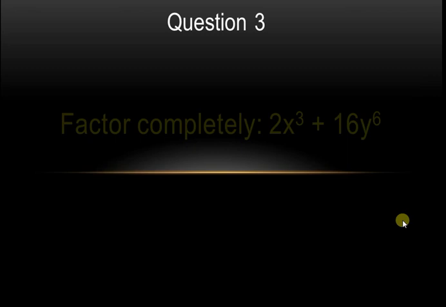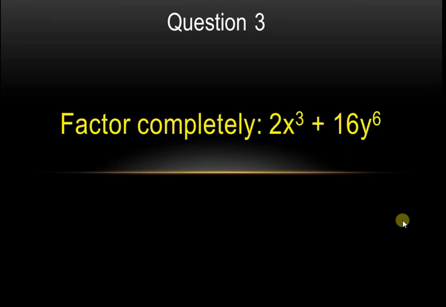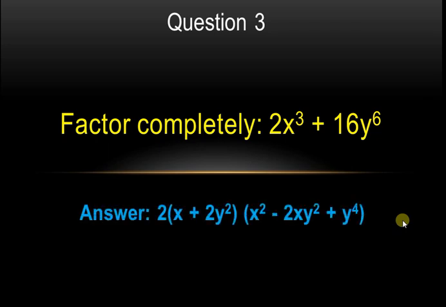Question number 3. Factor completely 2x cubed plus 16y to the sixth. Pause the video. And the answer is 2 times the quantity of x plus 2y squared times the quantity of x squared minus 2xy squared plus y to the fourth.